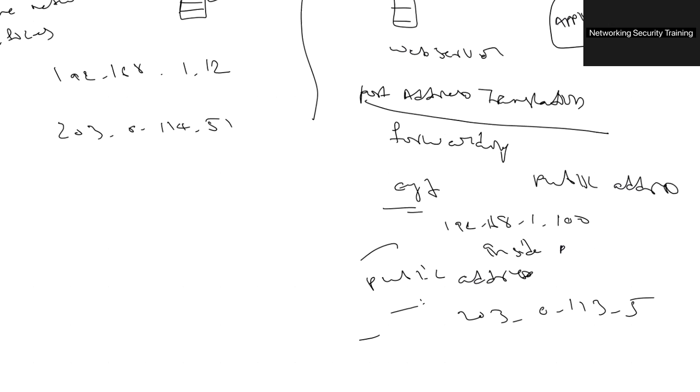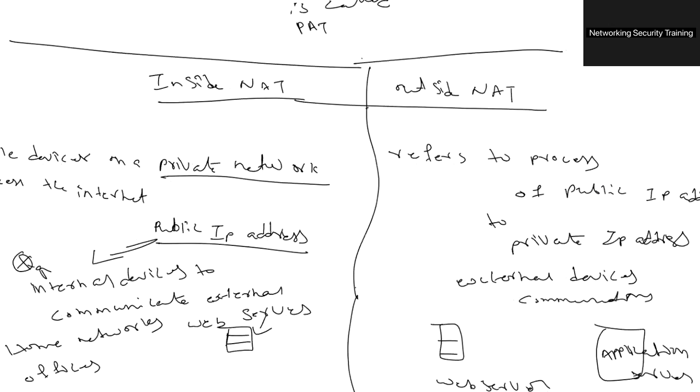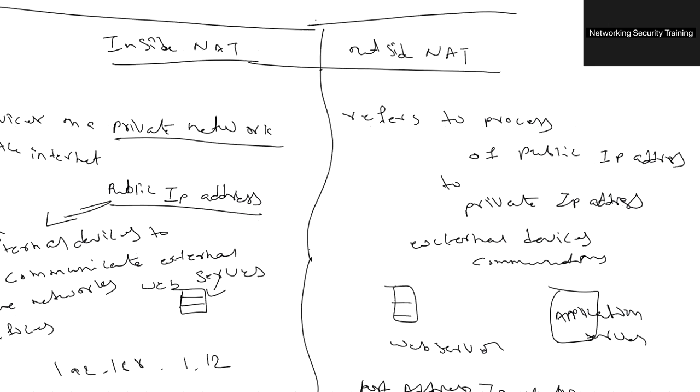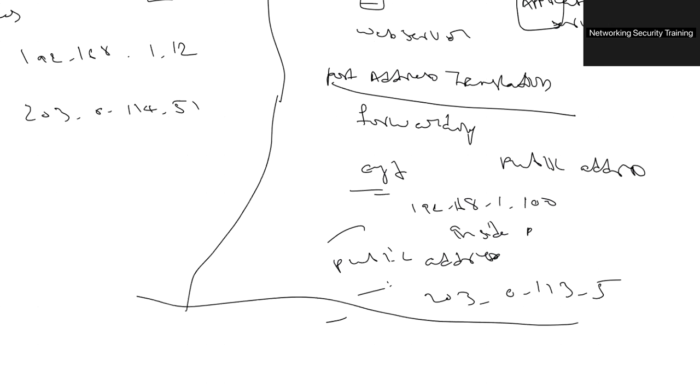So from the external internet, the public IP address is transferred to a private one, and this also requires careful management of security. These are known as inside network address translation and outside network address translation.